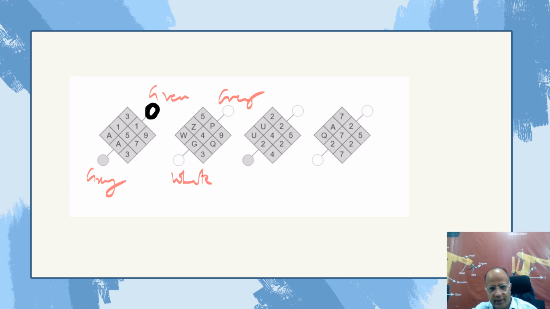What about it over here? You can see all vowels and even numbers. All vowels means gray, and even would mean not green, it has to be white. Over here in the last one, it is vowels and consonants together and consonants and numbers together, so this is going to be white and white. So this was how we are going to proceed with this question.